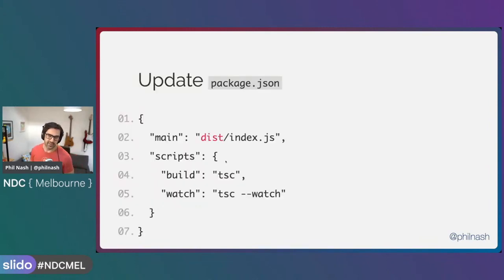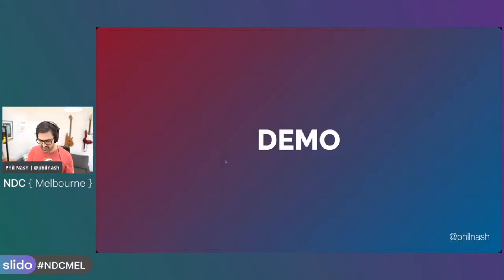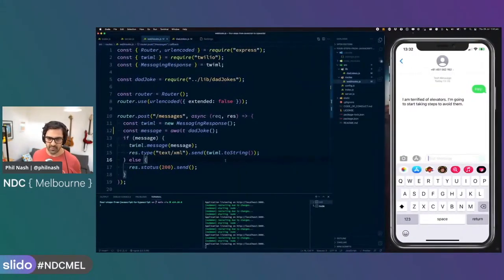One other update we have to do once we've added TypeScript to this is we're going to change the package.json. A couple of things here. Initially, that main was probably source and index.js. Now we're going to change that to dist and add a couple of scripts so that we can do this compilation. And I'm just going to go back to the demo project and do that.